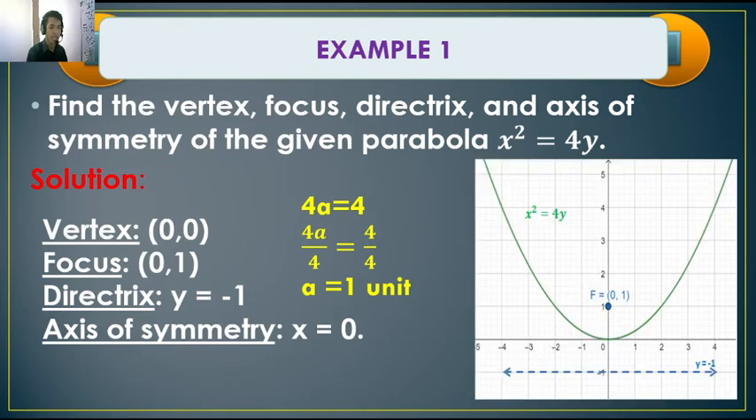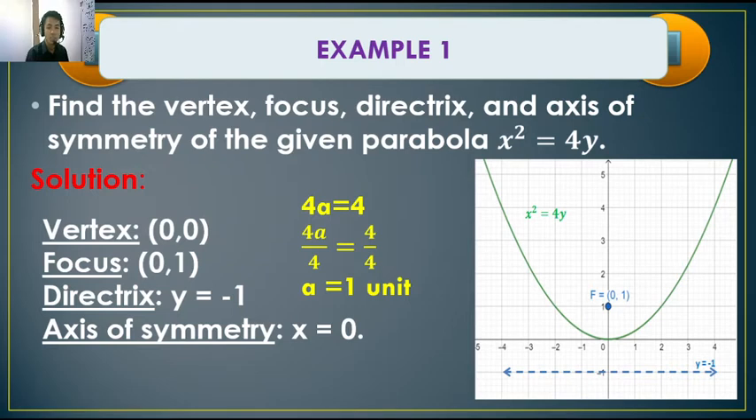Okay, to graph that, we now have a vertex, and our a. We all know that the distance from the vertex to the focus is equal to a, and our a is 1 unit above the vertex, that will be our focus.